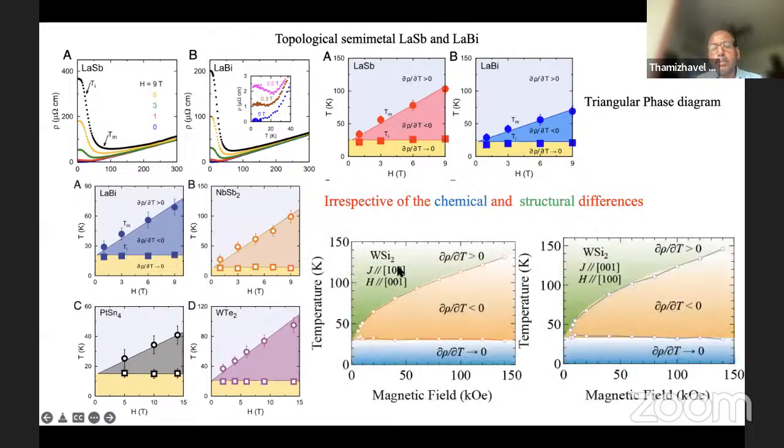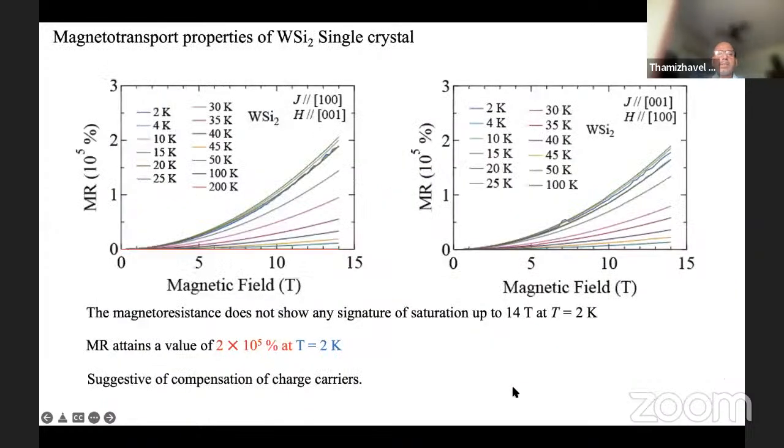Even in our system, tungsten disilicide, we have also seen a similar kind of triangular phase diagram. The magnetoresistance is also quite large. At a magnetic field of about 14 Tesla, it reaches around 2 × 10^5 % of magnetoresistance, which is extremely large, something similar to that observed in WTe2. And the main reason for this is attributed to this perfect electron-hole compensation here. You can see that in both the directions, you are observing a large magnetoresistance.